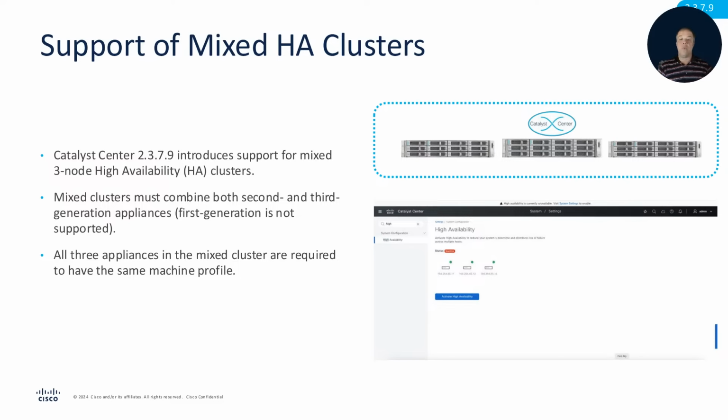We also want to note that the 1st generation appliances are no longer supported, though. To ensure consistency, all of the nodes in the cluster have to be the same machine profile. This will help us and help you to enhance your system resilience, and also to maintain our architectural compatibility. And we have some links we can share about the HA guide, with regards to these HA clusters.